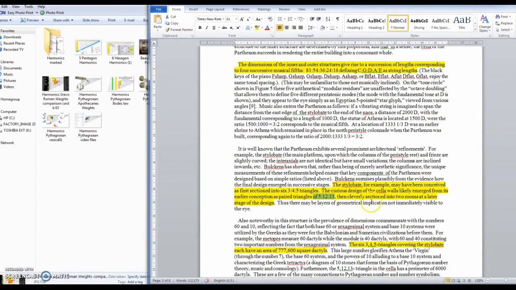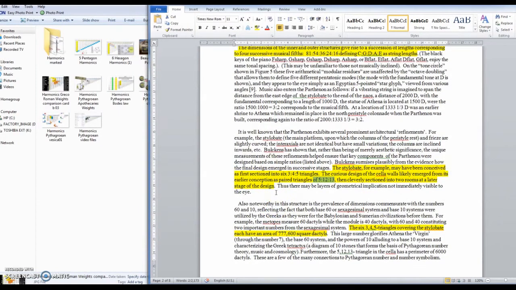Thus, there may be layers of geometric implication not immediately visible to the eye, and I couldn't say it better: secrets in plain sight. These guys and girls were incredibly clever, and they understood this concept of harmony. It has become the antithesis of our so-called modern rationalism, because of the implications, and it's just like, don't talk about it. This is all superstition of the ages, yet it's measurable. These proportions are still fundamental in regards to geometry.